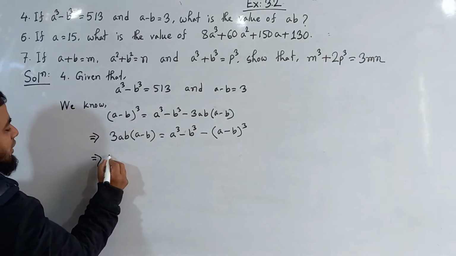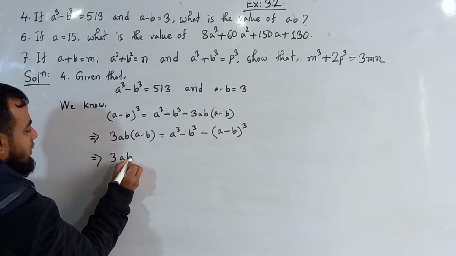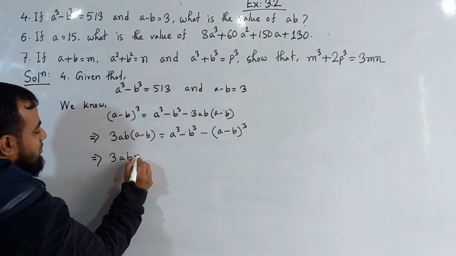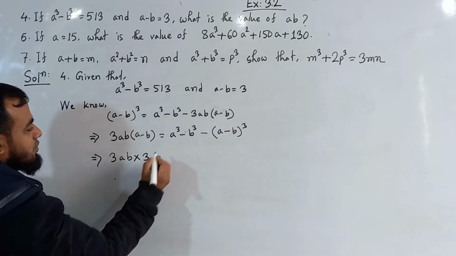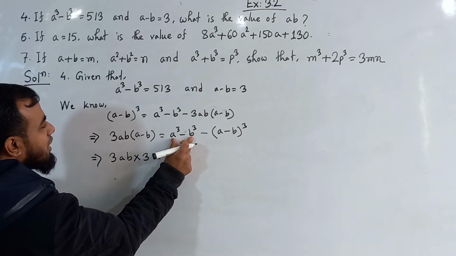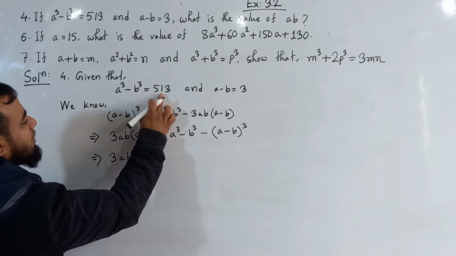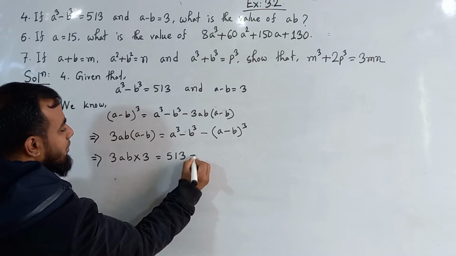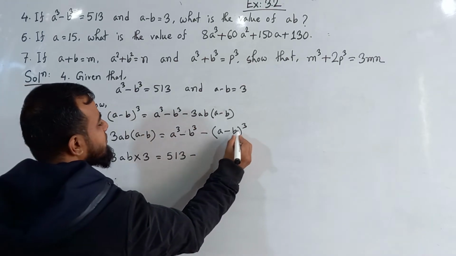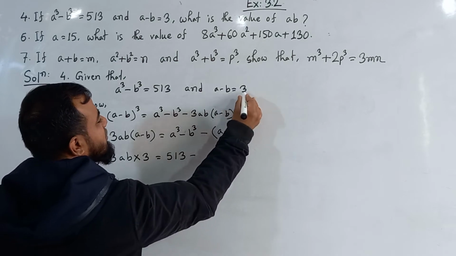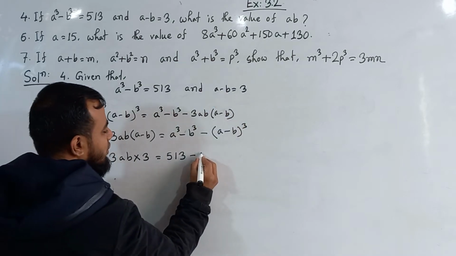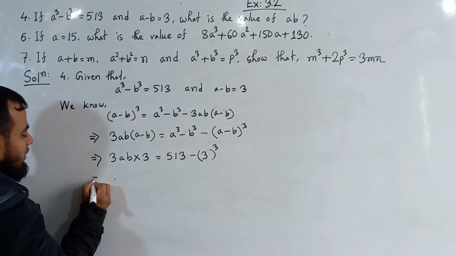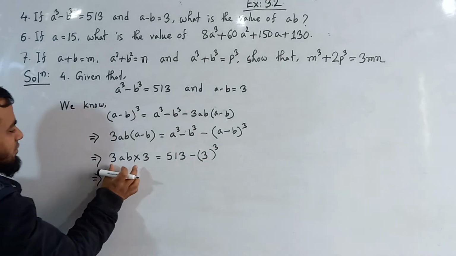So put it down: 3ab into a minus b. The value of a minus b is 3, so multiply by 3. That is equal to a cube minus b cube, and the value of a cube minus b cube is 513. So it's 513 minus a minus b whole cube. The value of a minus b is 3, so write it down: 3, then cube. Nothing else.